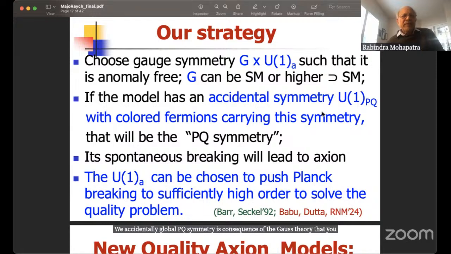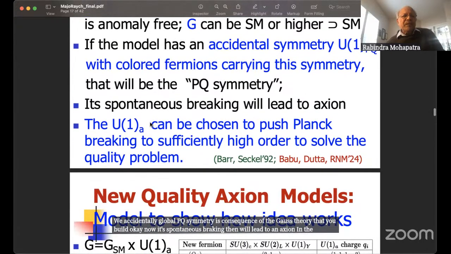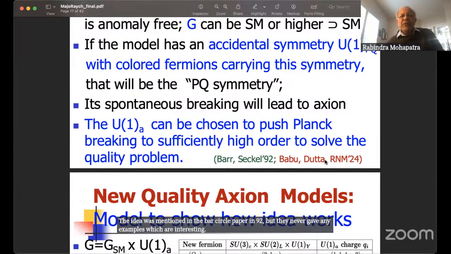Okay, now its spontaneous breaking will then lead to an axion, and the U(1)_A is something which you can choose, and if it is chosen to push the Planck-suppressed breaking effect to sufficiently high order in the relevant sigma field, then you solve the quality problem. The idea was mentioned in the Bar-Seckel paper in '92, but they never gave any interesting examples. And what we have done is to construct several examples which give interesting solutions of this kind.